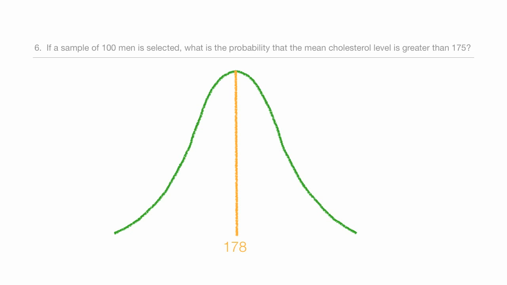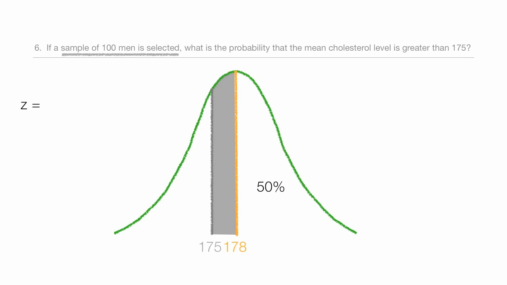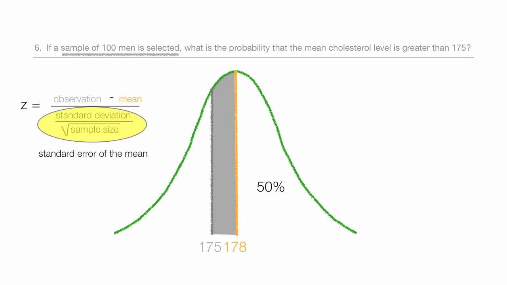Notice this time we have a sample size of 100 men. So now we have 175, and we know the area, we want to find out the area to the right of that, which is the probability also. So we have to find the area between 175 and 178. Since we have a sample, our formula is slightly different. Notice now we take the standard deviation divided by the square root of the sample size. This is also known as the standard error of the mean.